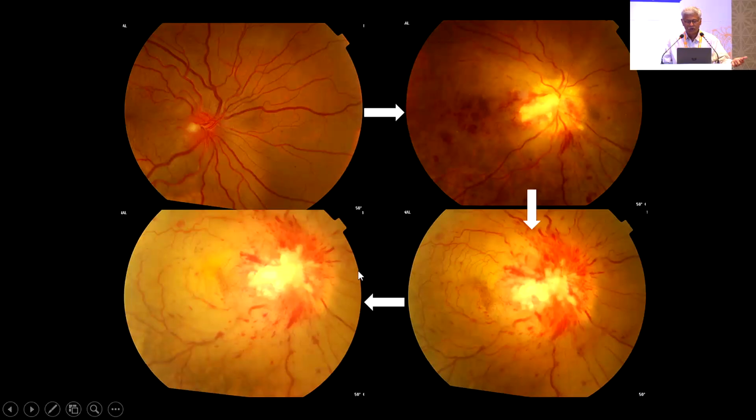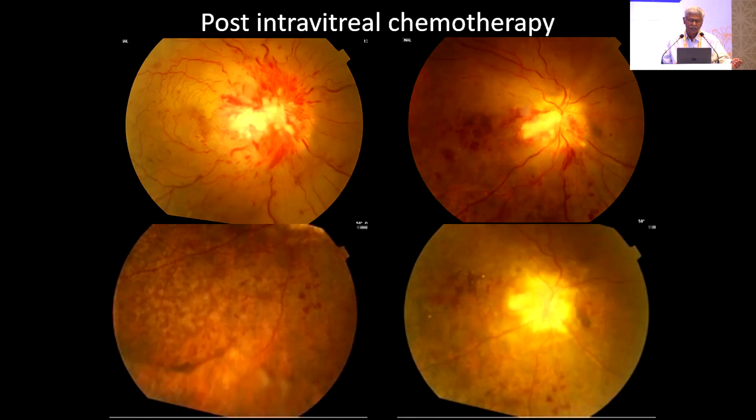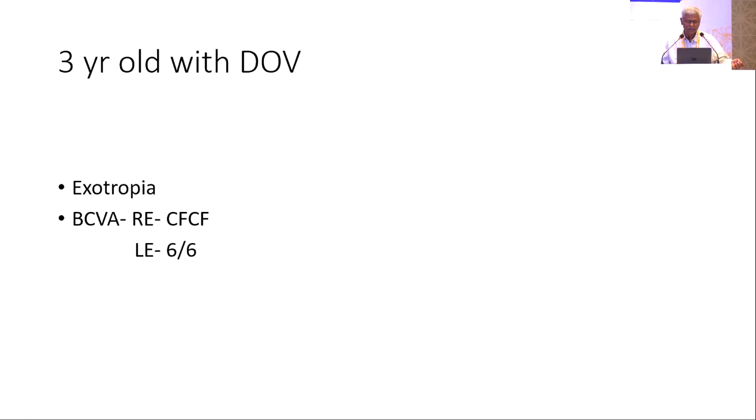She went on to progress like this, having a combined central retinal artery occlusion and vein occlusion, despite the fact that she was on treatment for a metastatic disease. So we had to treat her with intravitreal chemotherapy, and the lesion regressed subsequently, but then of course the vision was lost by that time, and of course she succumbed to the disease in about 3 months' time.